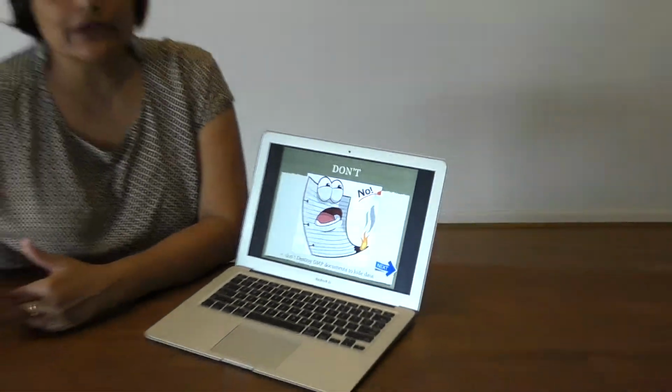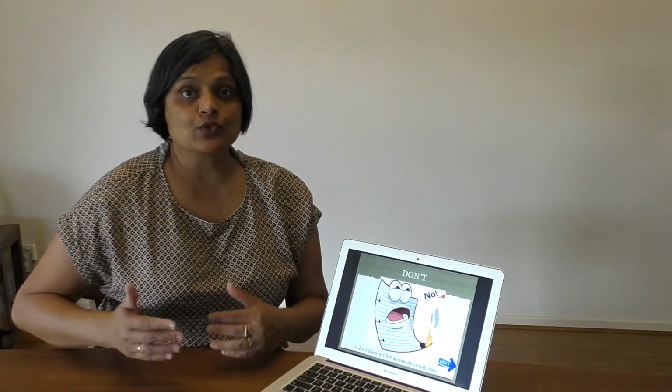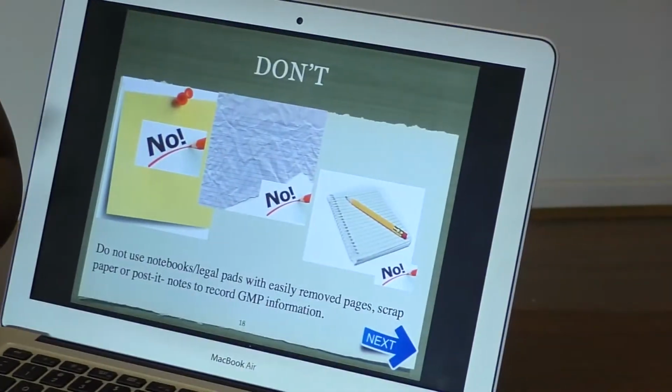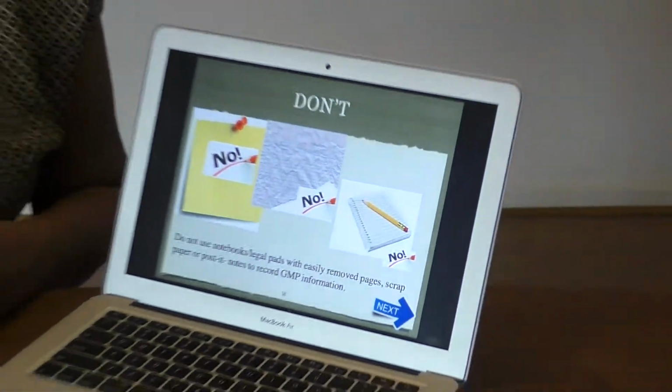Now we come to the don'ts. What not to do. Do not ever destroy GMP documents. It is a fraud. It is a crime if you hide data, if you falsify data, or if you try to hide it from auditors. So never destroy it. Keep files in a safe manner until the retention time period. Every regulatory market has its own decided time period.